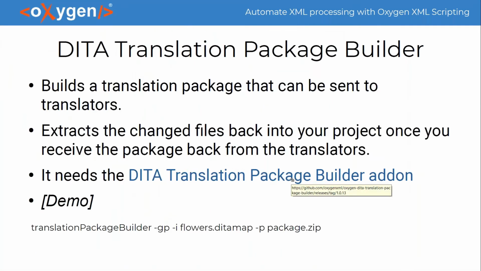The next script, also for DITA users, is called the DITA Translation Package Builder. It builds a translation package that can be sent to translators, and it also can extract the changed files back into your project once you receive the package back from translators. I need to mention that it requires the DITA Translation Package Builder add-on to be installed.